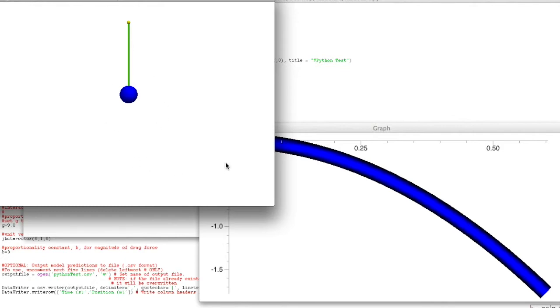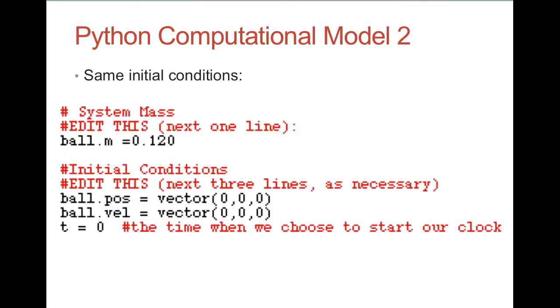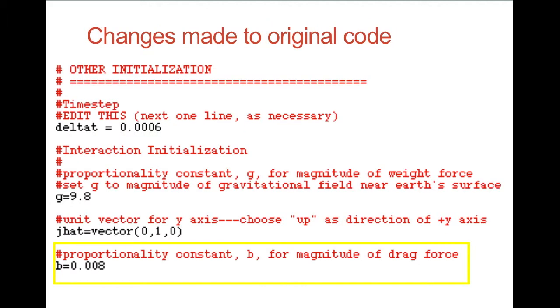A second computational model, using Python as well, was constructed in order to represent the motion of the falling apple. This model had the same initial conditions as the first model, as we can see in the code: the same mass and the same initial velocity and position. The first change made to the code, highlighted in yellow in the image shown, was that a value for b was determined. After experimenting with various possible values, the value that gave the best approximation for the model was b equals 0.008.